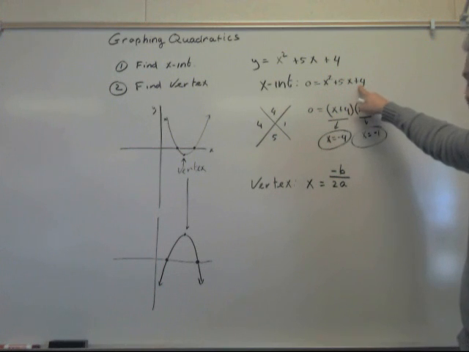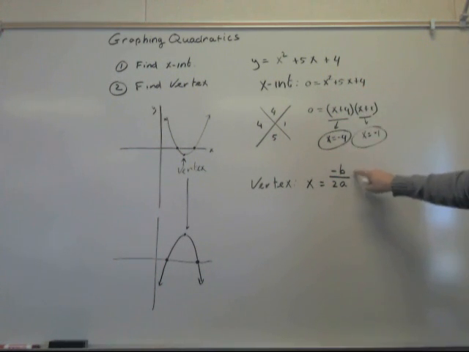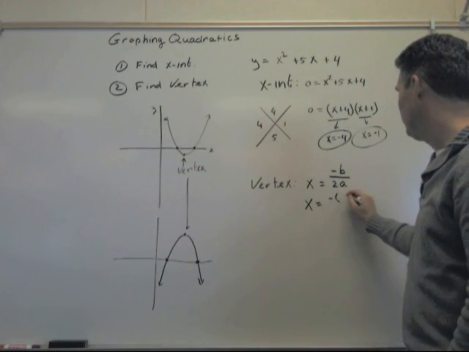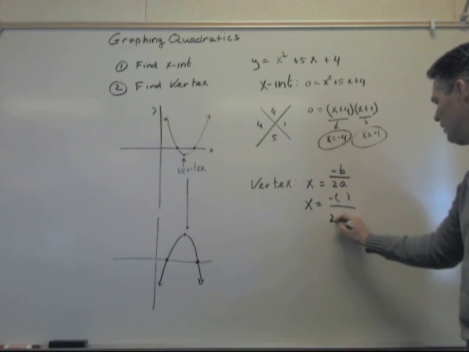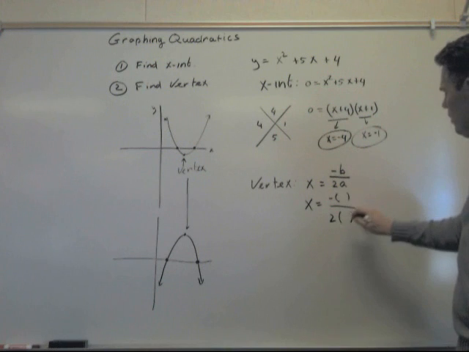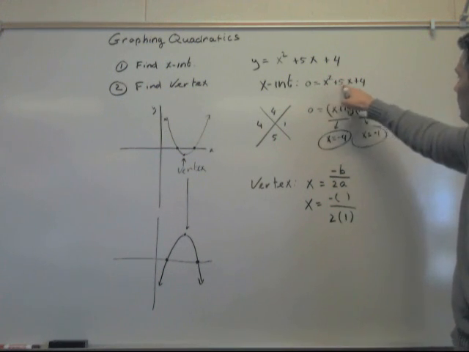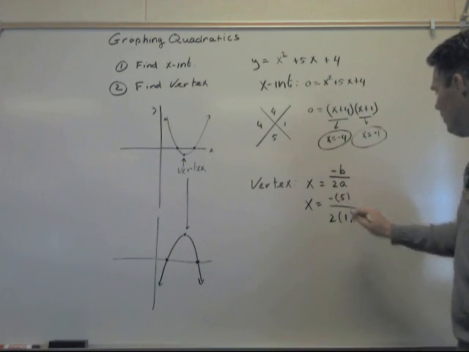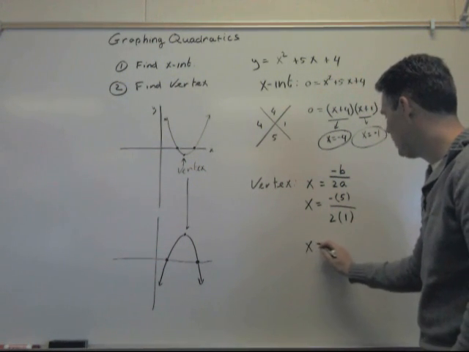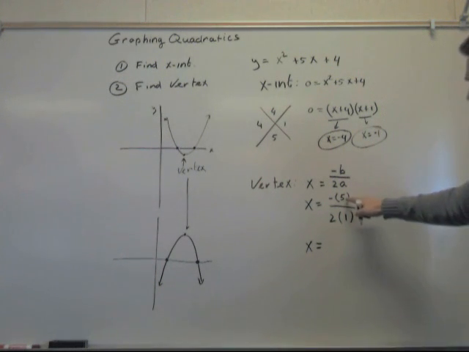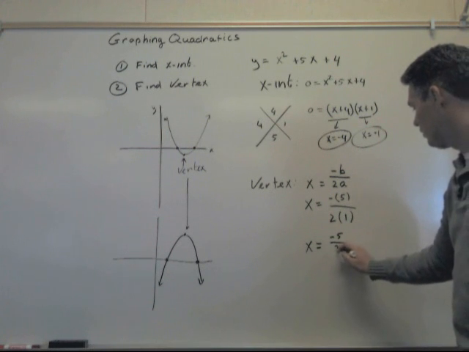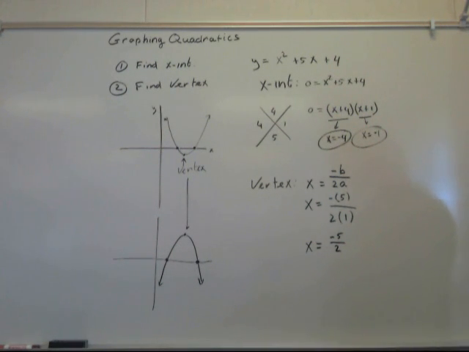A is 1, b is 5, and then c is 4, which we actually don't need here. But this way we can find the x coordinate. So x equals negative, we'll fill in something for b there, we'll fill in something for a here. Now if I look back up here, a is 1, b is 5. And now this problem that I picked doesn't come out very nicely because it gives me an x coordinate of negative 5 over 2. So that's the x coordinate of the vertex.